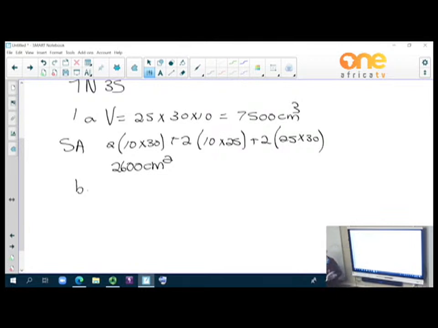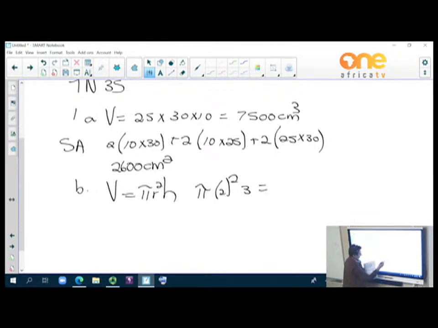This one is a cylinder. What is the volume of a cylinder, Anna? Pi r squared h. These are the formulas that you still need to know out of your heads. So if we just substitute pi, the radius is 2, squared, times 3. And Anna, what is that one's answer? 37.7 cubic centimeters. And then, now what is the surface area?